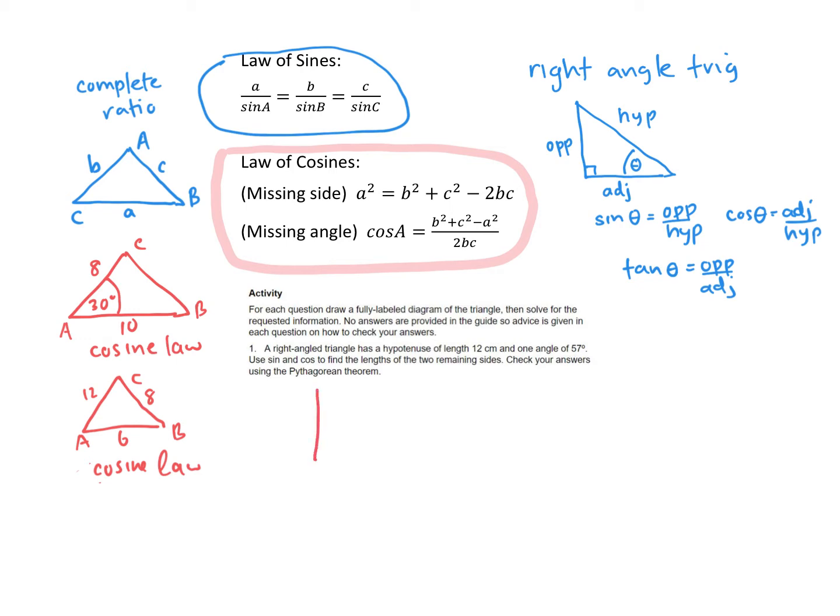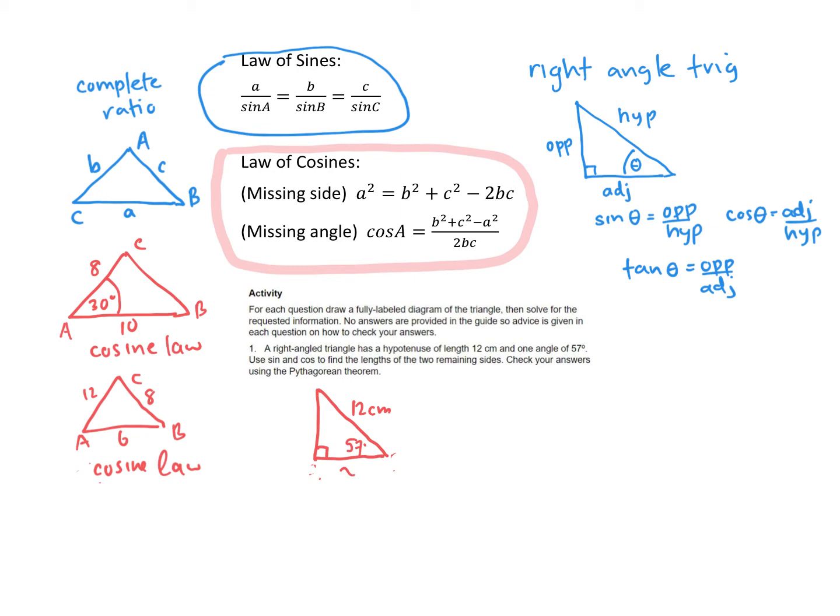Let's just draw a diagram and put on the information that is given. It says we have a right angle triangle. The hypotenuse is 12 centimeters, and one of the angles is 57. It doesn't really matter which angle. We want to find the two remaining sides. I'm going to call this ABC. So if I want side C here, well, let's use just x and y, because we don't really need to call it a and b if we are using just right angle trig.